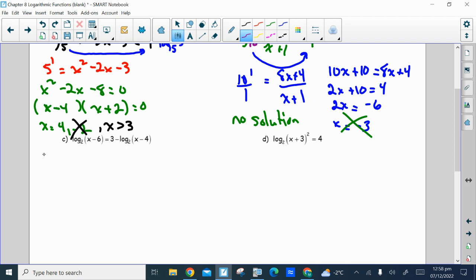Question C. So again, I would combine the logs together on the left by adding log base 2 of x minus 4 to both sides. And that just leaves us with the number 3 on the right. So use the product law to combine those.